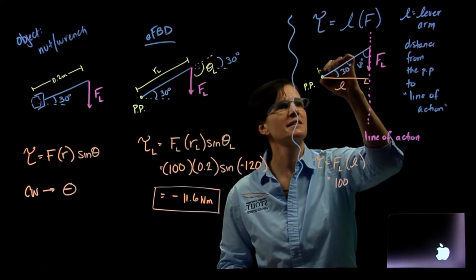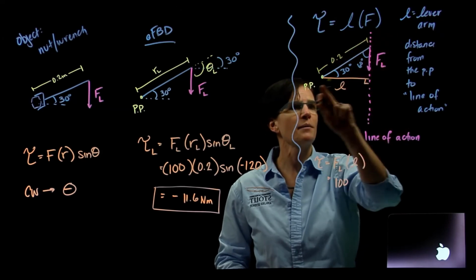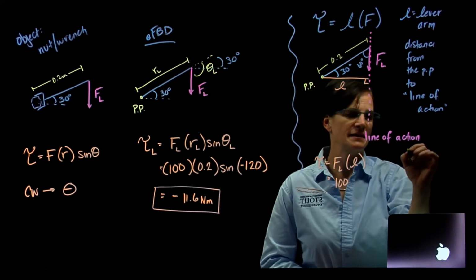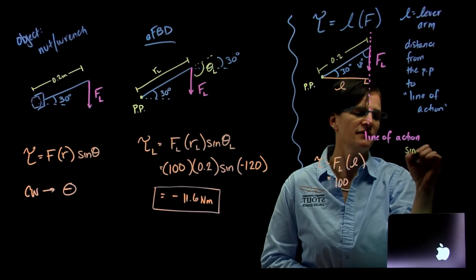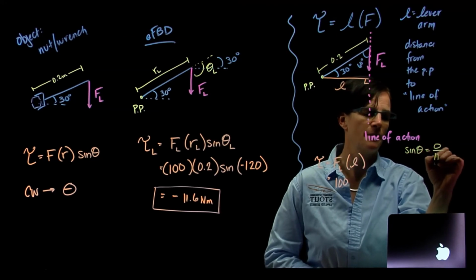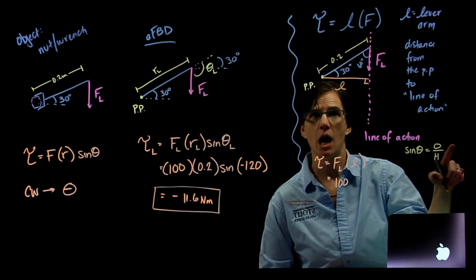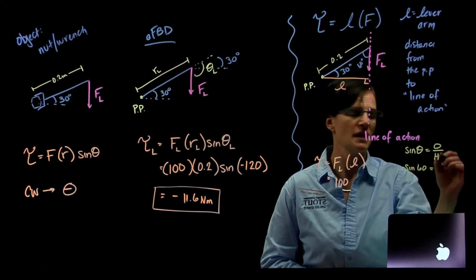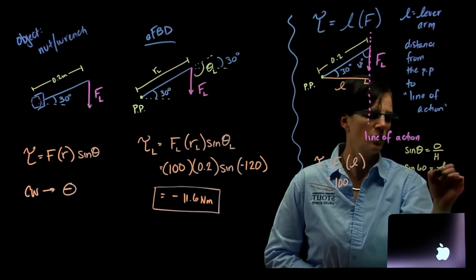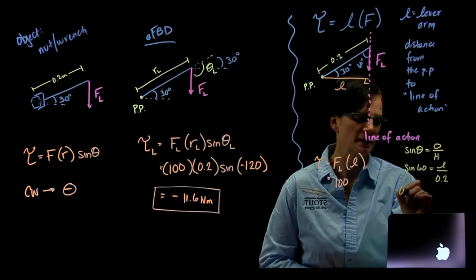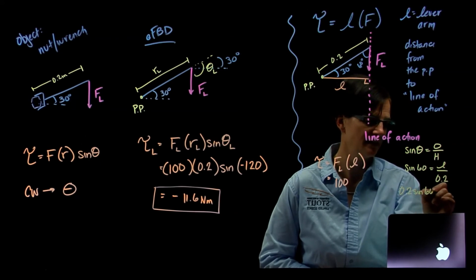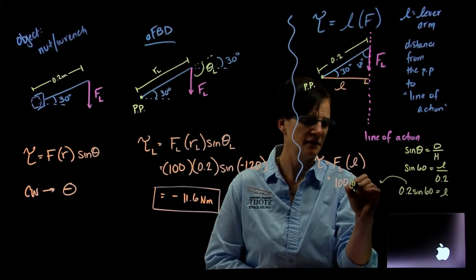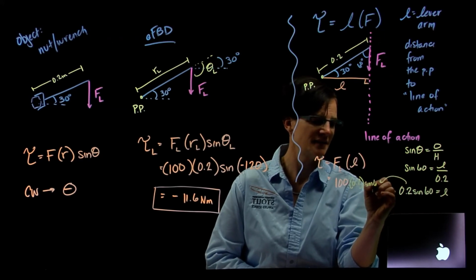Remember, this is still 0.2. So if I wanted to know what L was, and I was using the opposite angle, the sine of the angle is equal to the opposite over the hypotenuse, and I want the opposite. So the sine of 60 is equal to the opposite L over the hypotenuse 0.2, which gives me 0.2 sine of 60 is equal to L. Now I can substitute that in here, 0.2 times the sine of 60 degrees.